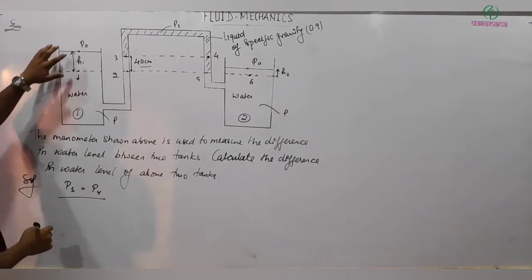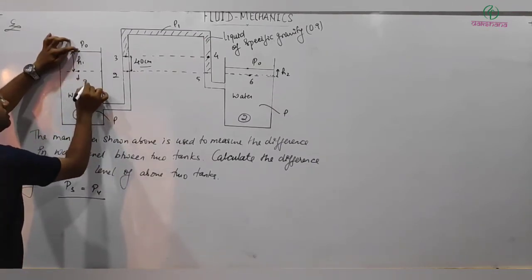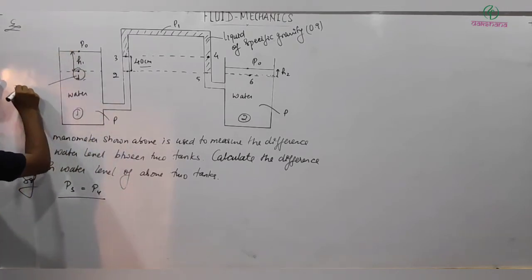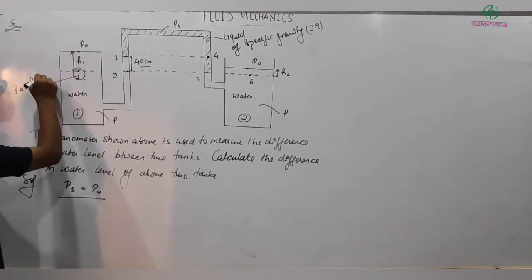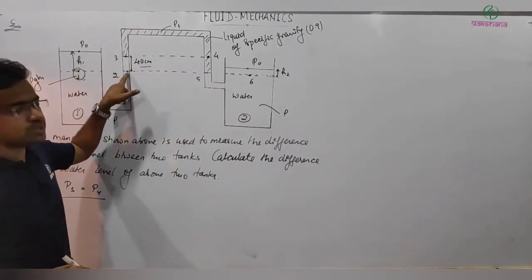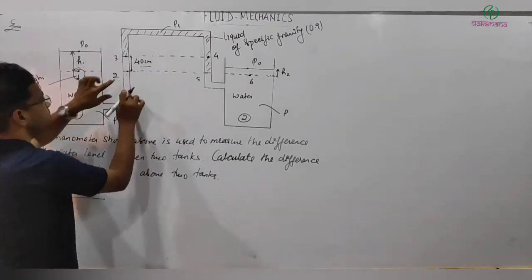So first thing is here pressure P0. What will be the pressure at point 1? P1 will be P0 plus rho G H1. Clear? And this level will definitely be equal to this level because it's connected and at the same level. So pressure at point 3 can be written as P2.